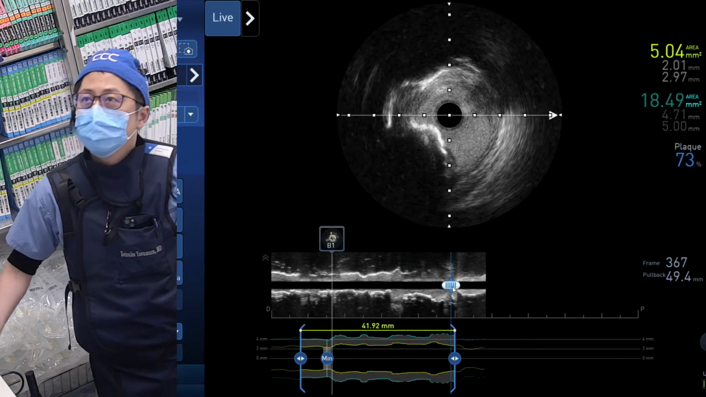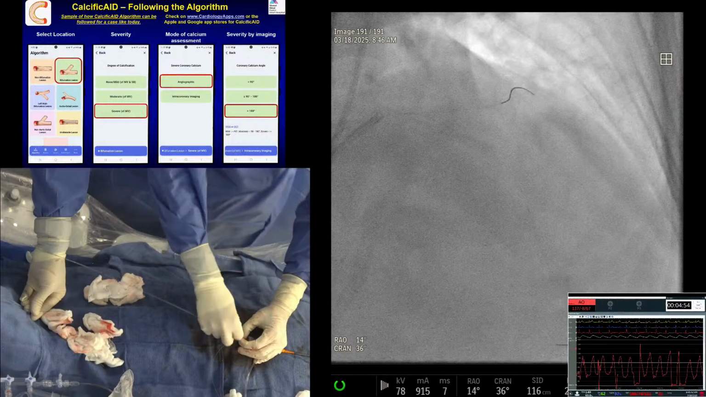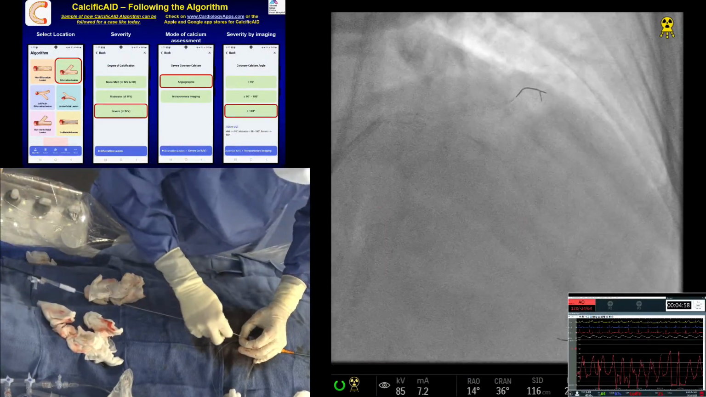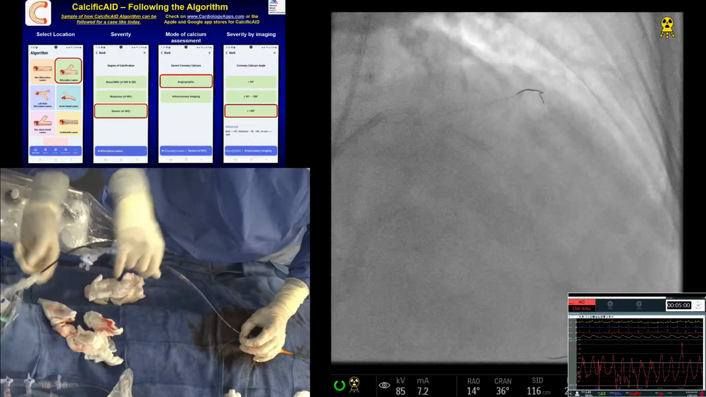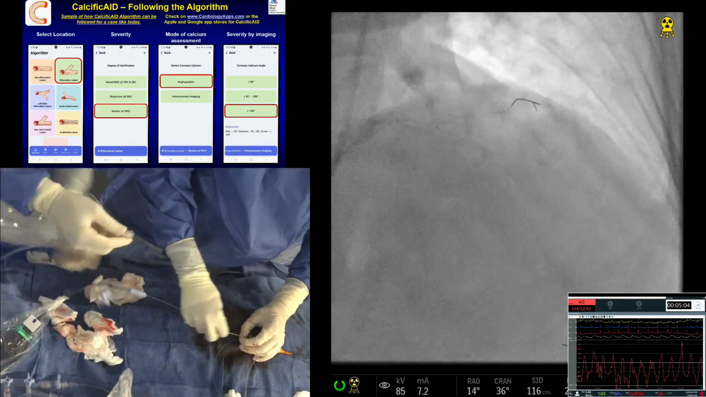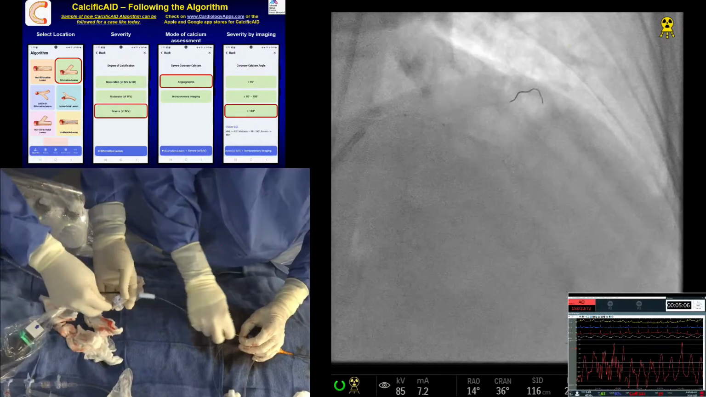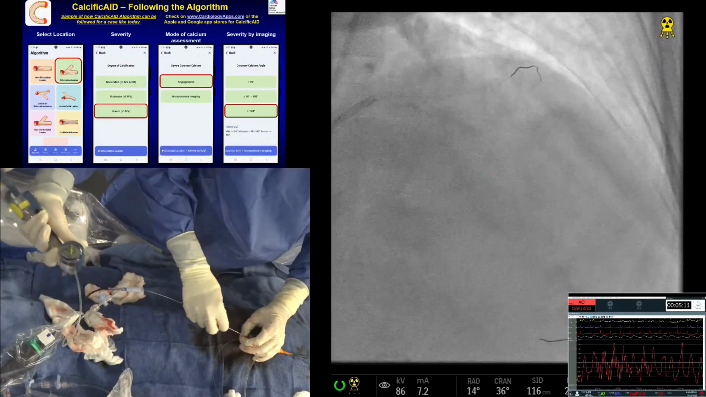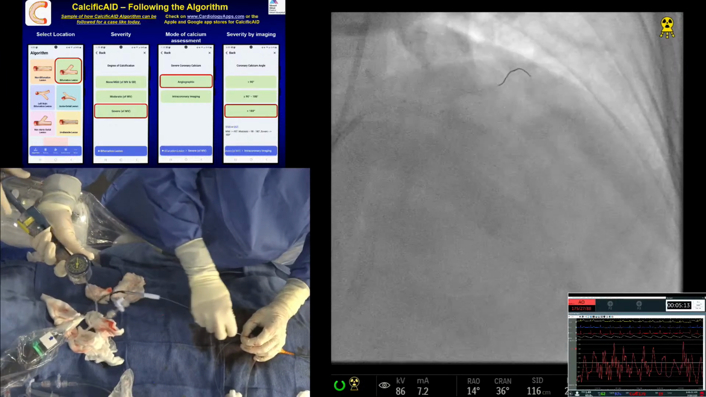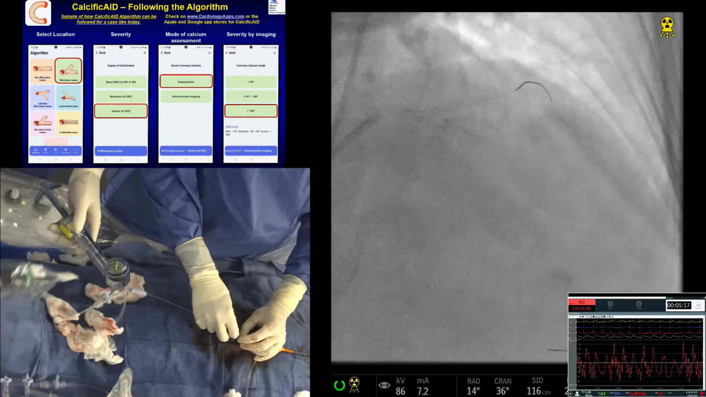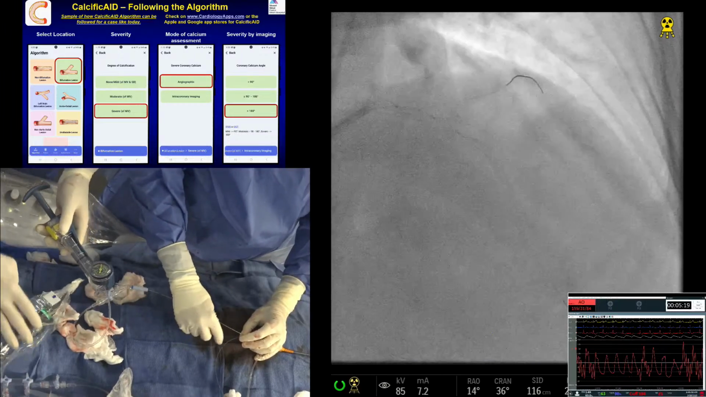Now let's go to the tightest part of the LAD, okay? And then I guess I want to put a short stent in the diag, not do bifurcation. It's still not going. Not be aggressive, right?